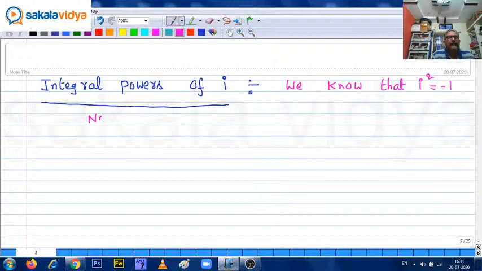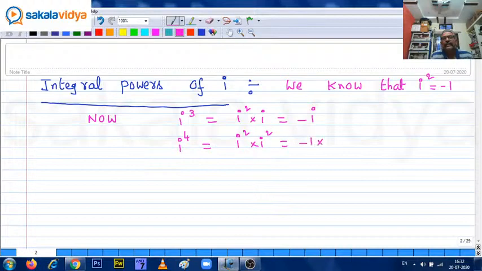Now let us find I cube. I cube we can write as I square into I. I square is minus 1, so we get minus I. I to the power 4, I raised to 4, can be written as I square times I square. You get minus 1 times minus 1; minus into minus is plus. So you get plus 1. Even I raised to 5, integral powers of I.